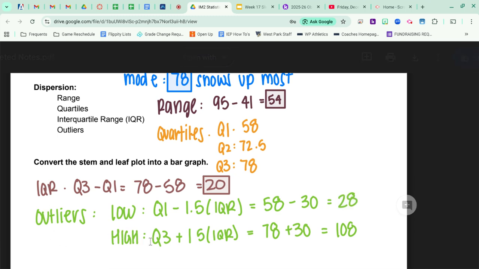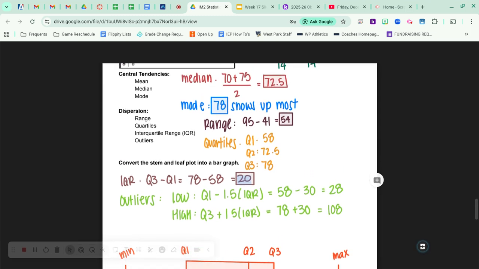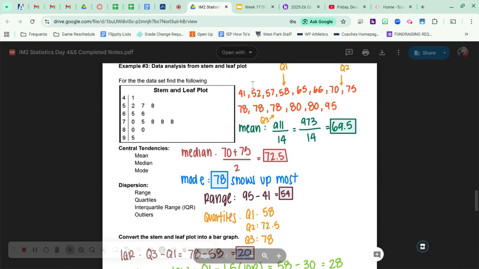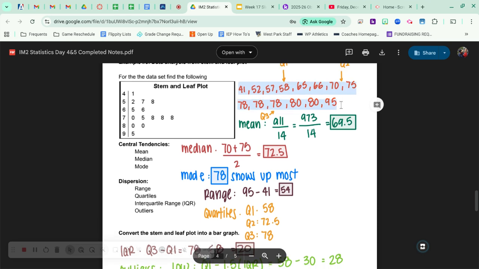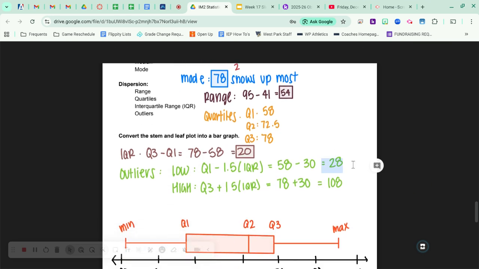To find the high, you do Q3 plus 1.5 times the IQR. The IQR remains 20. Looks like there's a point missing there between the 1 and the 5 on the high. It's still 1.5. You do plus 1.5 times the IQR, being 20, and it becomes 78 plus 30. That gives you your upper fence of 108. Now, if you go back and look at the scores between 41 and 95, were there any that fell below 28 or above 108? No. That means there are no outliers.